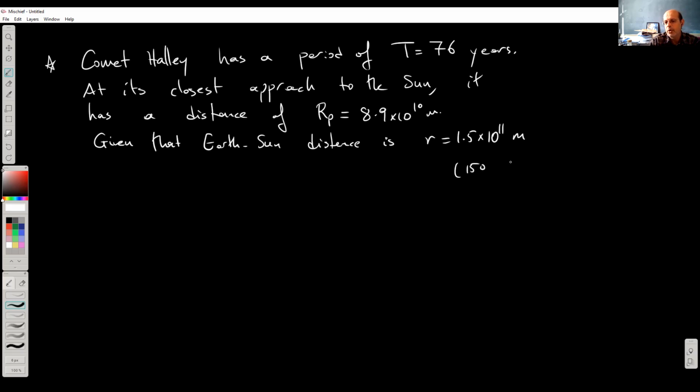I think this is also called 150 million kilometers. When people quote this number, they just say it like this: 150 times 10 to the 6, so that's 1.5 times 10 to the 8, and a kilometer is 10 to the 3 meters. So you basically get this number. Given that the Earth-Sun distance is given by this, there are some questions in here. A, find the aphelion distance.